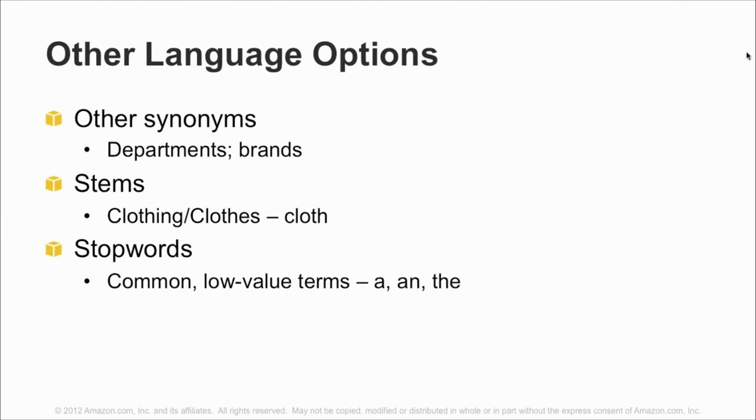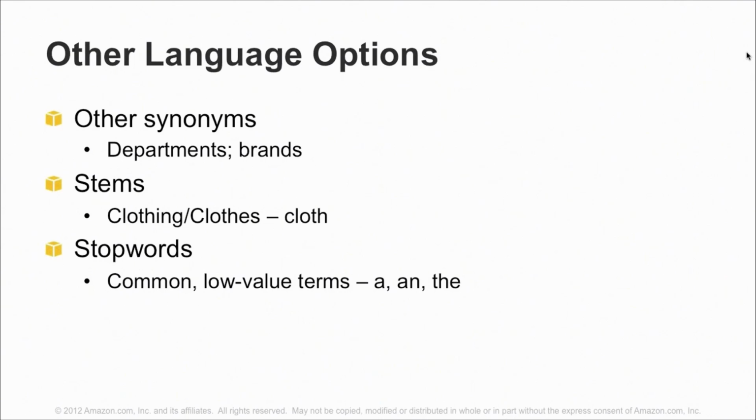We mentioned stemming. Stemming is another way that we ensure that the user's terms can match correctly to our documents. So in this case, I've shown clothing. Both clothing and clothes could be stemmed, in user queries and in the index, to the single stem cloth. In this case, anybody searching for clothing would find everything with either clothing or clothes, and anybody searching for clothes would find everything for either clothing or clothes. You can set your stems in your CloudSearch console as well as through API.